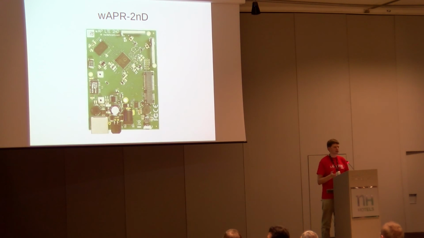So here you can see the picture of the board. You can see it has two antennas for 2.4. It has a SIM slot below the PCB and powering options.